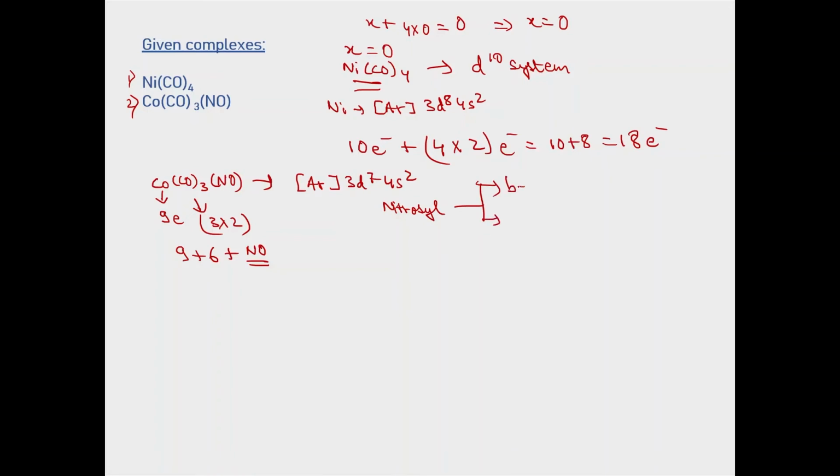One is bent mode, the other one is linear mode. If NO is coordinated in a bent fashion, then it is a 1 electron donor and it is present as NO minus. Whereas if nitrosyl is coordinated in a linear fashion, then it is a 3 electron donor and NO is present as NO plus.